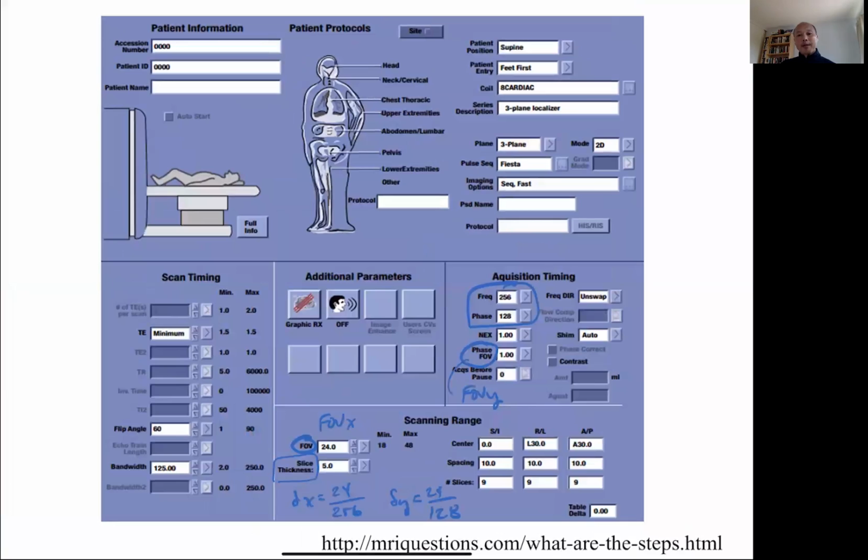So whenever the operator, the radiological technician, sits down and specifies these parameters, then behind the scenes, the software calculates how to actually run the MRI pulse sequence. And we'll talk a little bit about that in a bit.